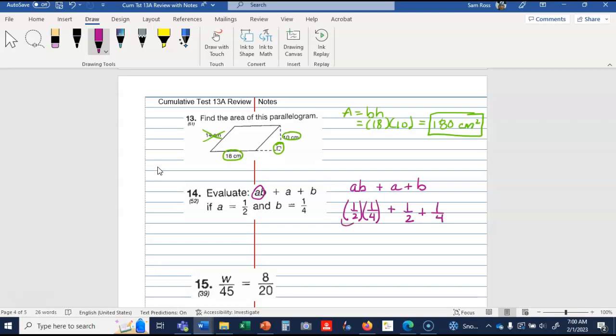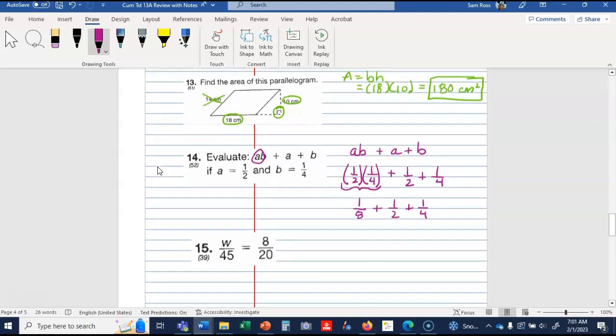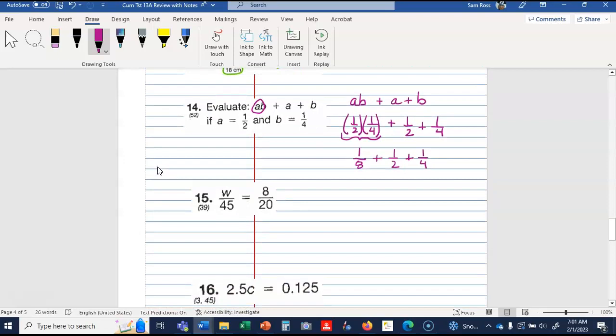So let's go ahead and do this part first. 1 times 1 is 1. 2 times 4 is 8. Plus 1/2 plus 1/4. Let me scroll up just a little bit. Probably going to have to erase some of that before I do the next one. So now I need a common denominator because I'm adding. I'm going to change colors here. And this is a good common denominator.